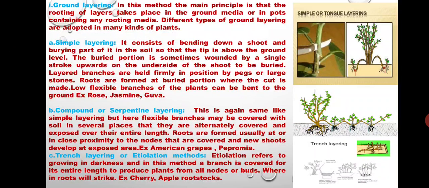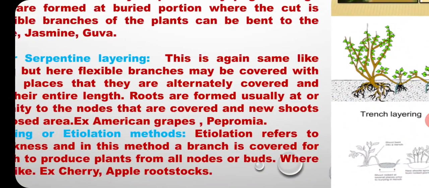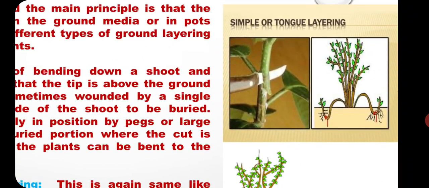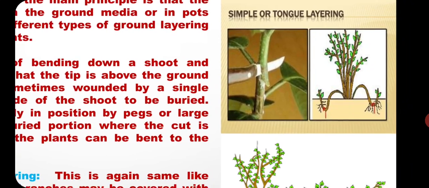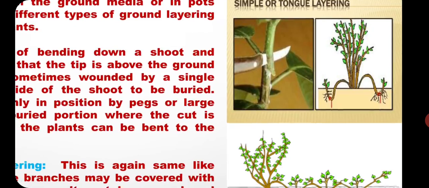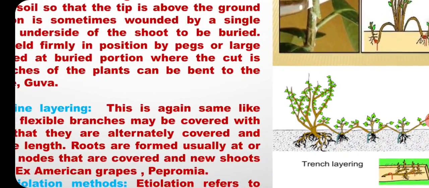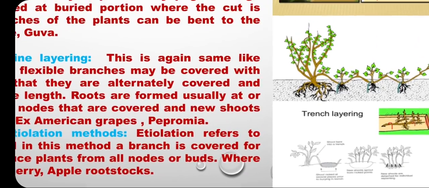Next, we discuss the trench layering or etiolation method. Etiolation refers to growing in darkness, and in this method, a branch is covered for its entire length to produce plants from all nodes or buds wherein roots will strike. The best examples are cherry and apple rootstock. See, friends, this is the simple or tongue layering. The second one is the compound layering, and this is the trench layering.